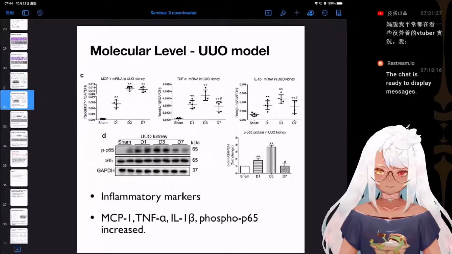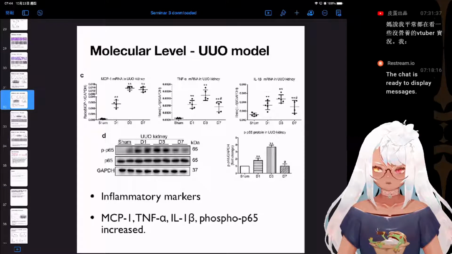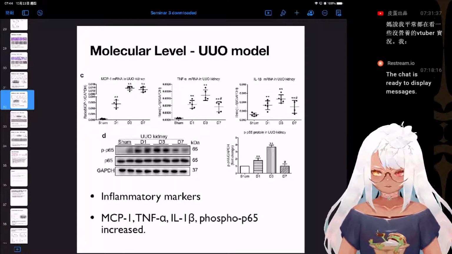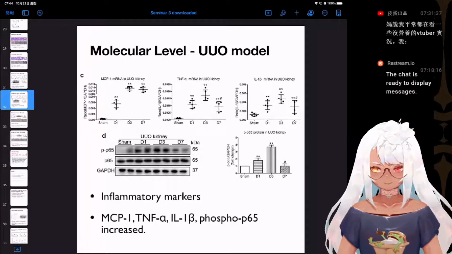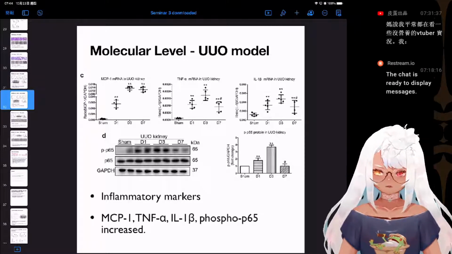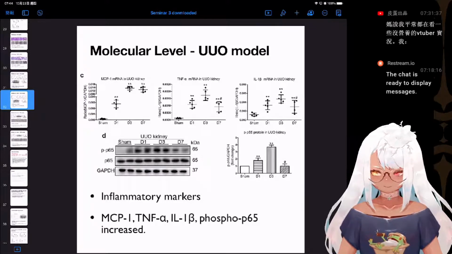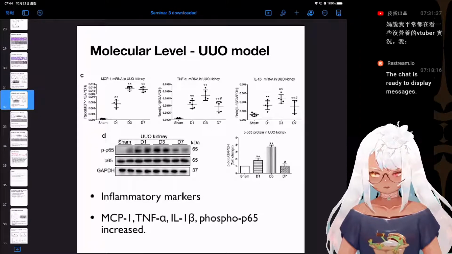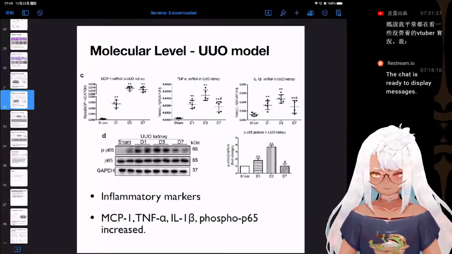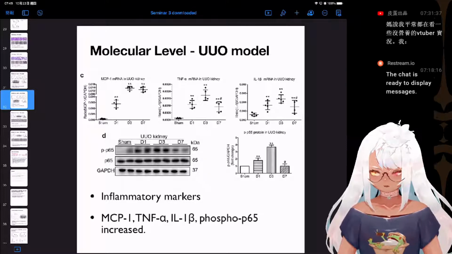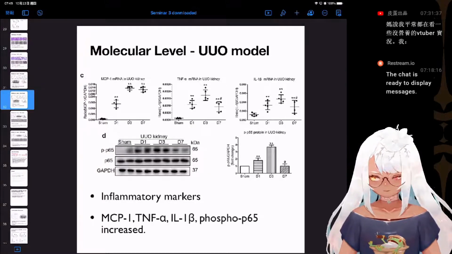And in the UUO model, a similar pattern is also seen, however with a more intensive response, as the increase of the inflammatory markers is even stronger.